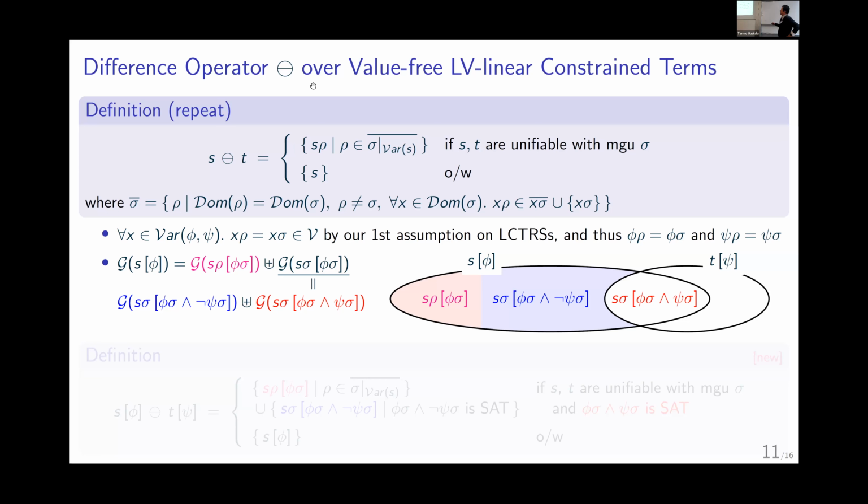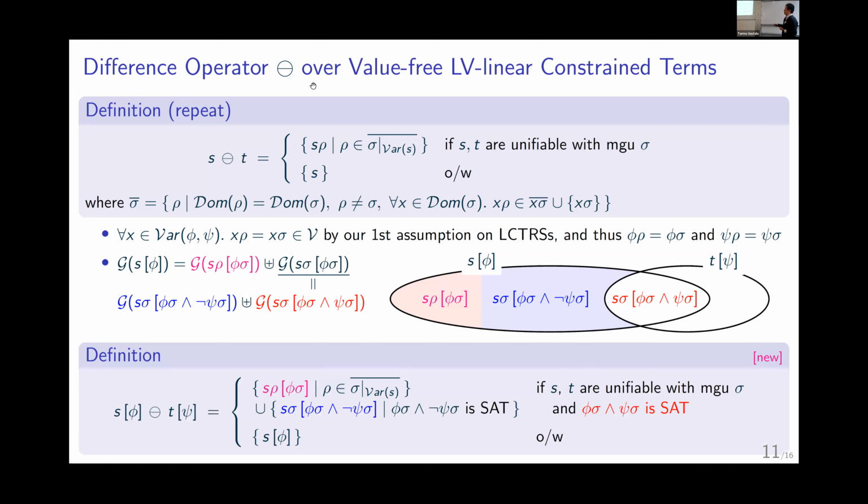So this is the overlap part. So phi and psi, both constraints are satisfied, and then we have two parts from the same colors. And then the magenta and the blue parts are the difference, and that's how we extend this operator. So if S and T are unifiable with MGU sigma and the conjunction of constraints is satisfiable.